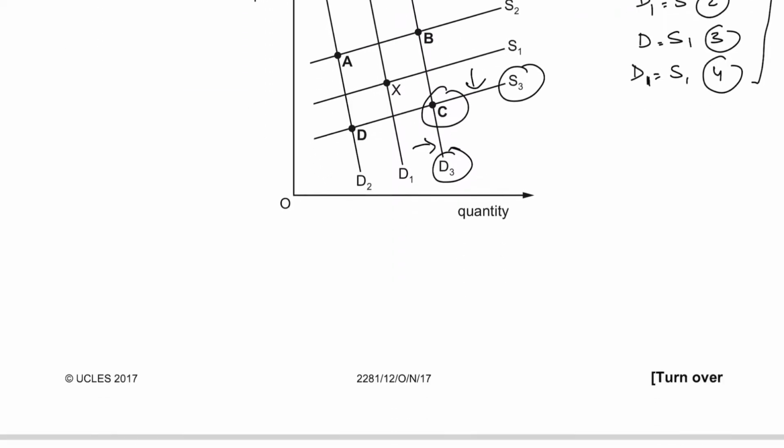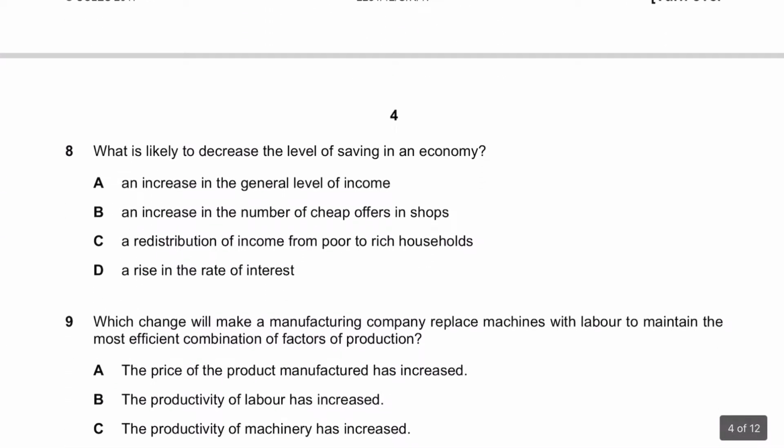Question number 8 says, what is likely to decrease the level of saving in an economy? Remember that income, which is denoted by Y, is always equal to the amount you consume plus the amount you save, right? So saving does not involve consumption. Saving is that you're not consuming. Question 8, option A says an increase in the general level of income. No, because if incomes are rising, savings should rise. So hence A is the incorrect answer.